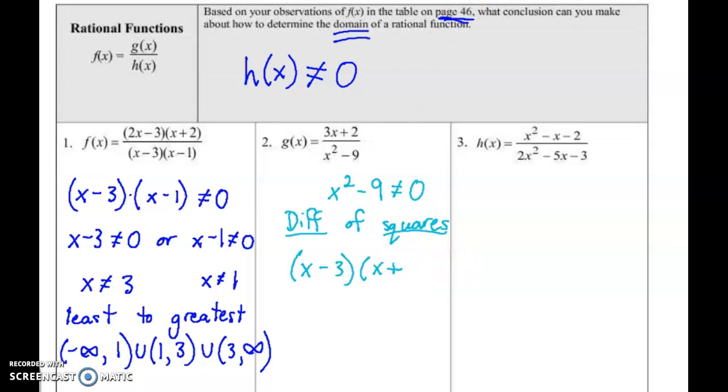Sorry, it's just me making a mistake. And using the zero product property, we could say x cannot equal plus or minus 3. Some of you may solve this a little bit differently, and I don't mind. So our solution for the interval notation, least to greatest.